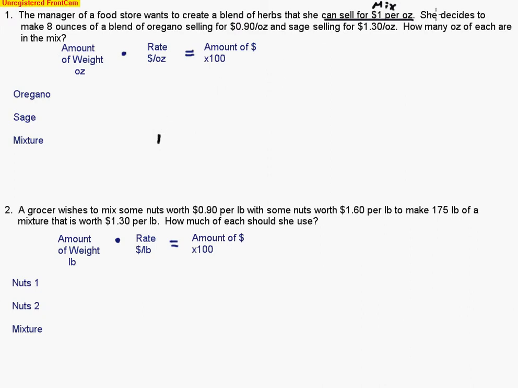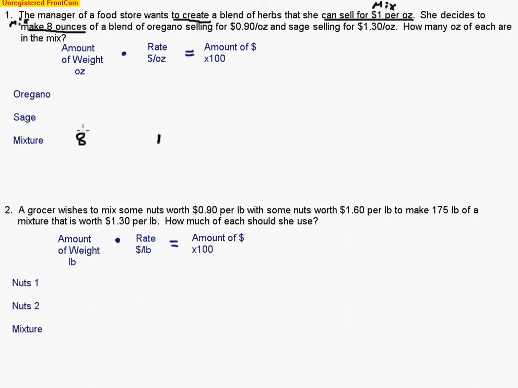Now, she decides to make 8 ounces of a blend of oregano selling for $1.90 an ounce, and sage selling for $1.30. To make tells us that that is going to be the total. So this is the mix as well. And so some key words here. The manager wants to create a blend, to make a blend that sells for this amount. So we know that was part of the mix. And then to make tells us, again, that is part of the mix, 8 ounces.